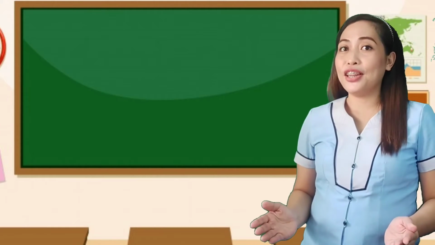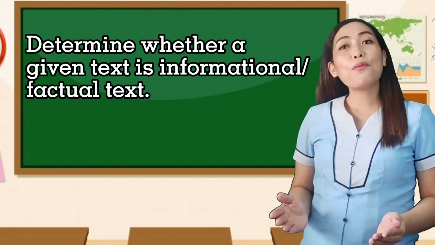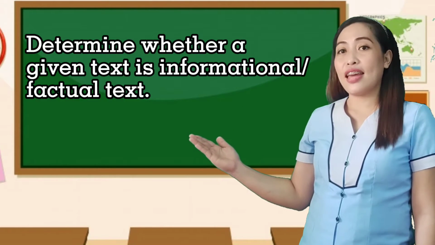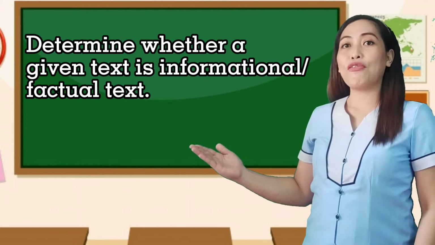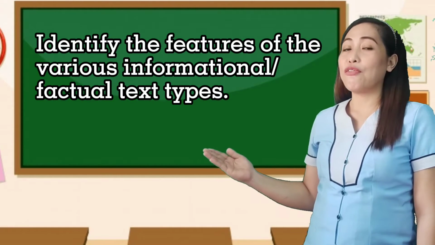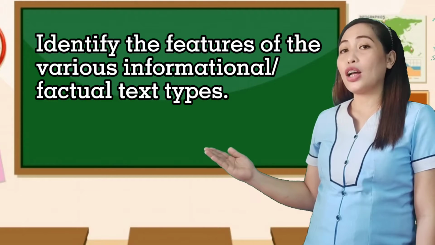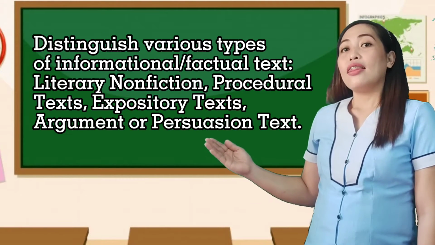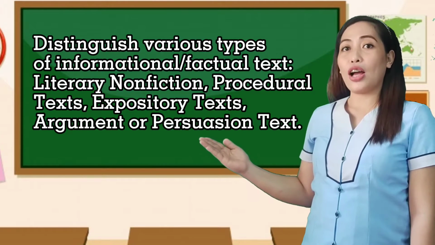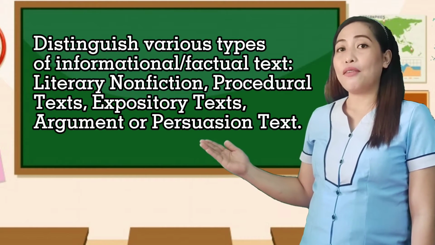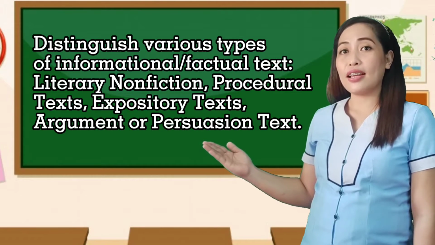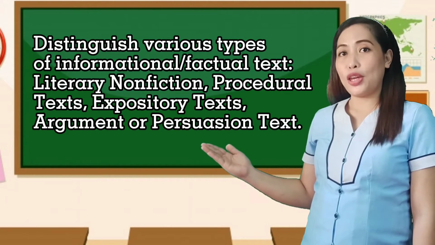At the end of the learning activity sheet, you will be able to determine whether a given text is informational or factual text. Identify the features of the various informational or factual text types. Distinguish various types of informational or factual text: literary nonfiction, procedural text, expository text, argument, or persuasion text.